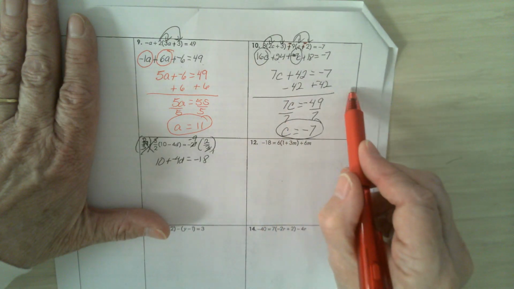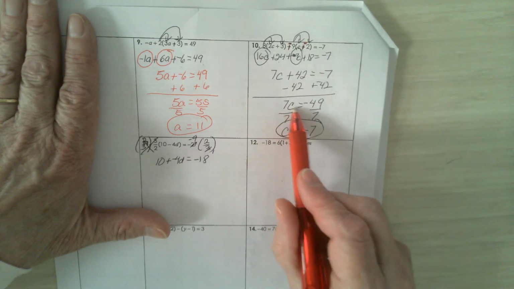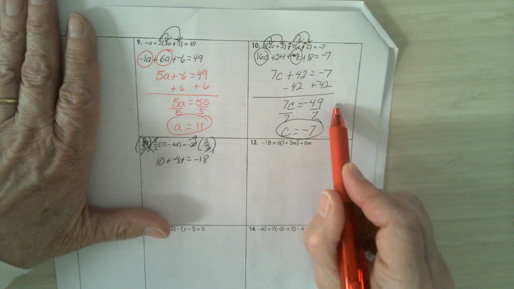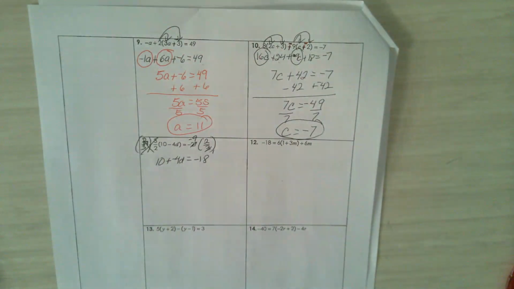Subtract 42, which means you add the opposite. You have 7 times c equals negative 49. Divide both sides by 7, and c equals negative 7.